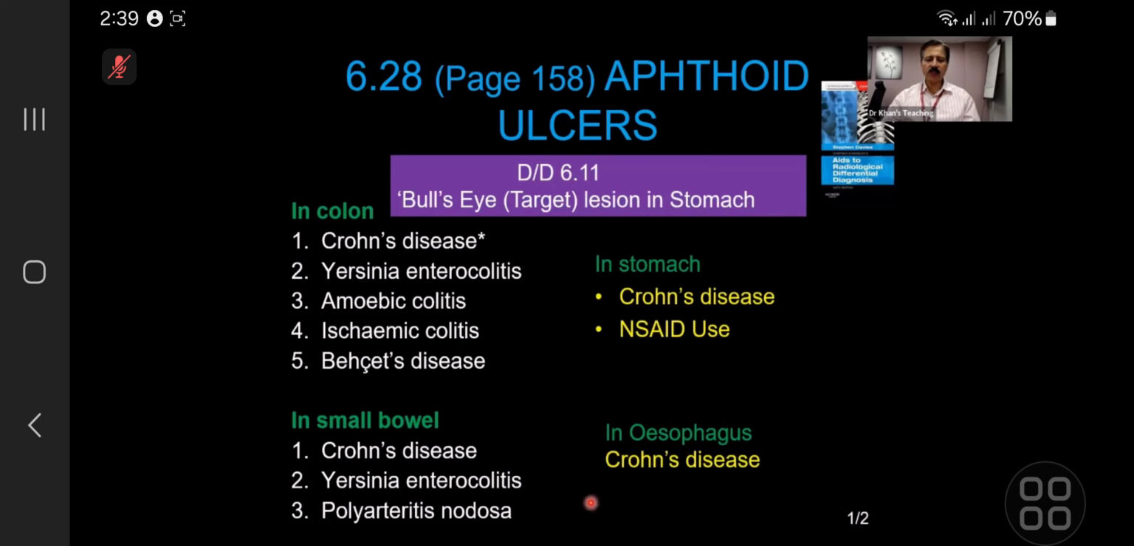It is by definition a deep ulcer. It is an intramural deep ulcer, and Crohn's disease is the most common cause. So Crohn's disease can happen anywhere from the oral cavity to the anal canal. So in the colon, in the small bowel, in the stomach, in the esophagus. Other than that, non-steroidal anti-inflammatory drugs can also cause it within the stomach.